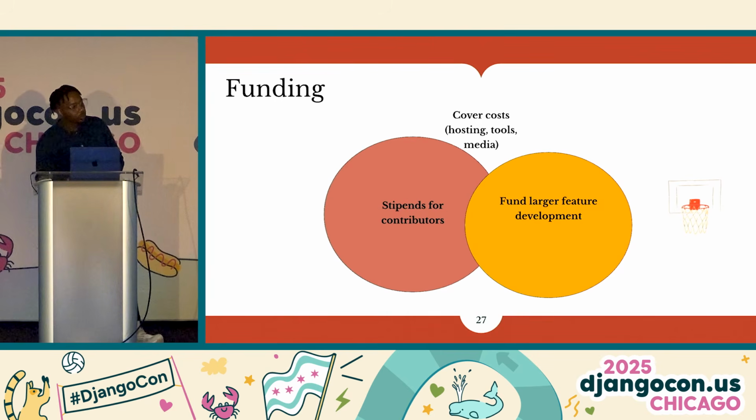And then the last part of the triangle is the part of open source that often goes unspoken, which is funding. The code, the documentation, merging of pull requests, it all takes time. And time is a resource that not everyone can utilize and give away freely.